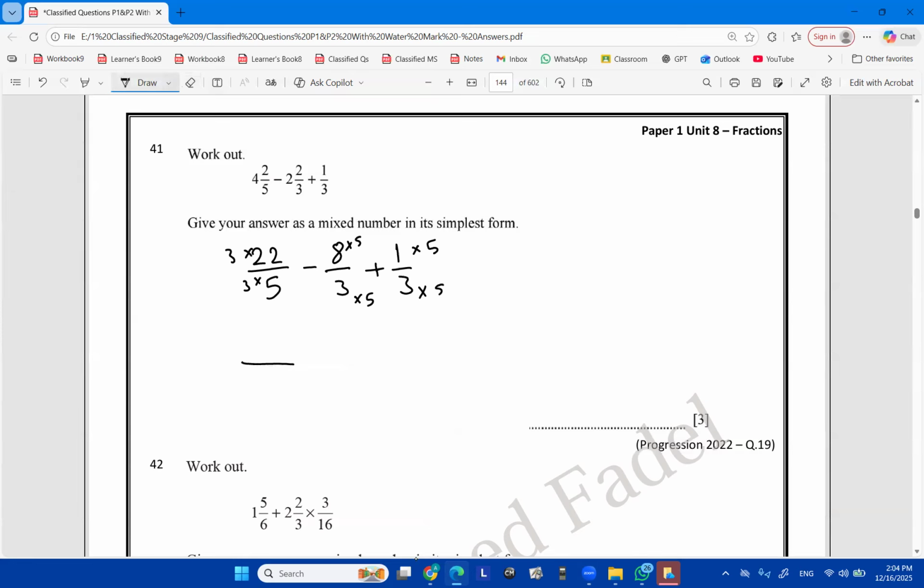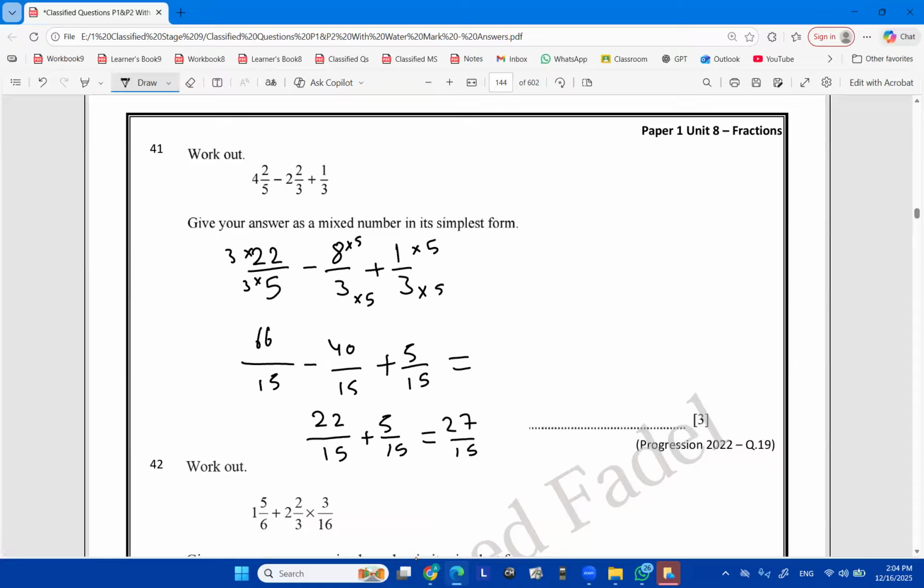So multiplying this by 3 is 66 over 15, minus this is going to become 40 over 15, plus this will become 5 over 15. Equals 66 over 15 minus 40 over 15, which will give me 22 over 15, plus 5 over 15 equals 27 over 15. Write it as a mixed number in the simplest form.